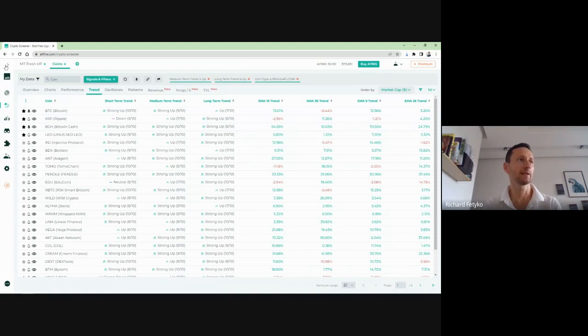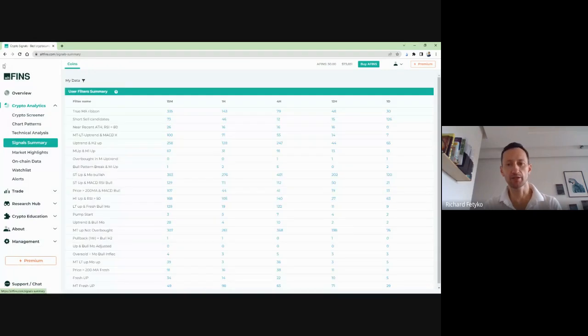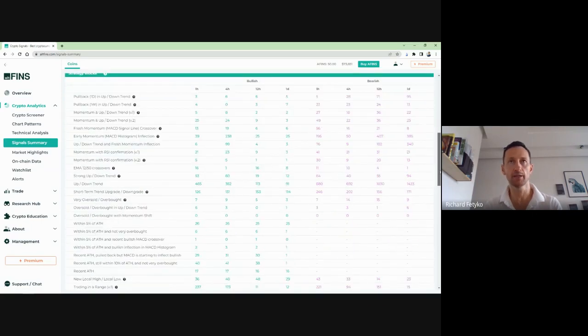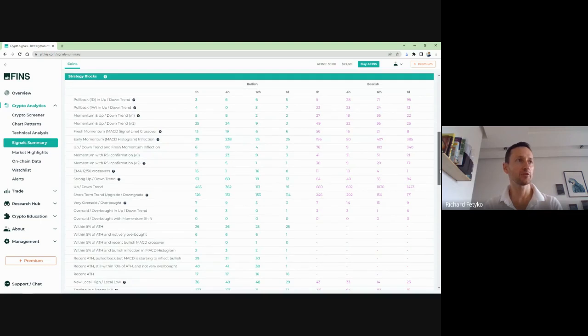So, going back to the signal summary, this strategy, basically what I just described, finding a coin in an uptrend and then finding the right dip or the right momentum, fresh momentum to get involved, is the strategy that I hope to teach you today, which I call the fresh bullish momentum in an uptrend, right? And that strategy is also featured on the signal summary tab, where we have a bunch of these strategies.